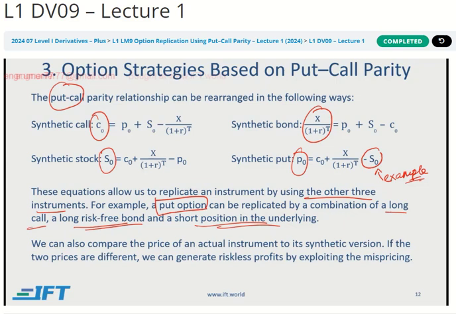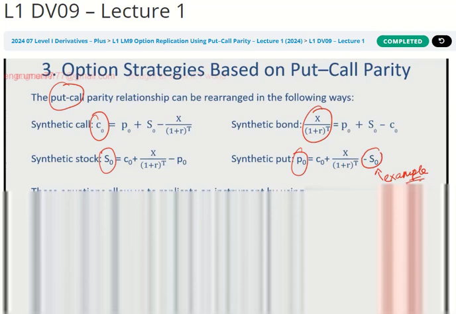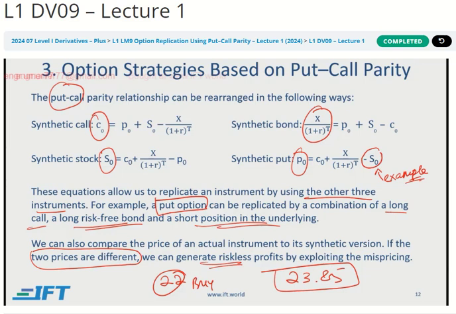We can also compare the price of an actual instrument to its synthetic version. So let's say we calculated that a put option should be worth 23 rupees and 85 paise, and in reality in the market it is trading for 22 rupees, then we should immediately buy it and sell the other parts so that we can make a risk-free profit, by exploiting the mispricing. So that is the end of this video where we were talking about put call parity.